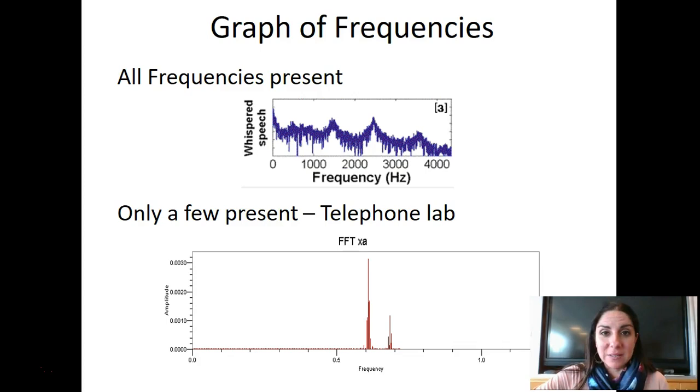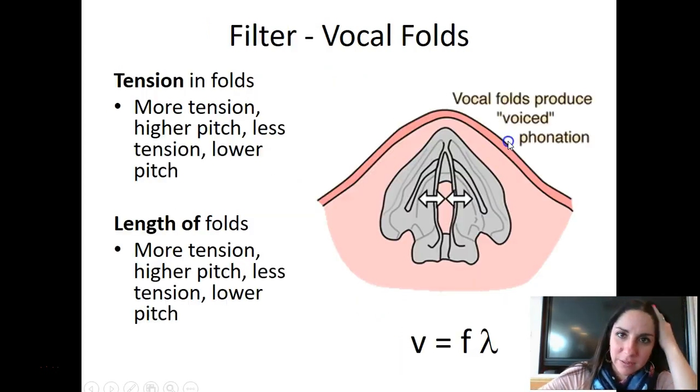So if we were to graph this in lab, a whisper speech would look like this. In other words, we'd have a ton of frequencies present at once, versus the telephone lab, if you remember, where we just had 2 points, 2 frequencies only. So of course that corresponds to a much nicer sounding tone than whispering.